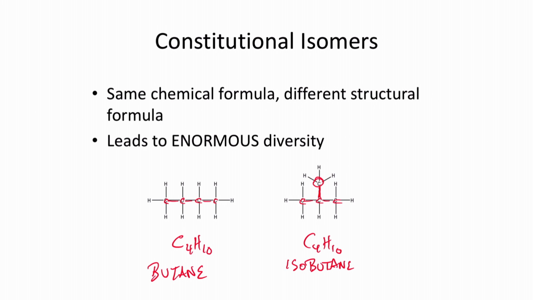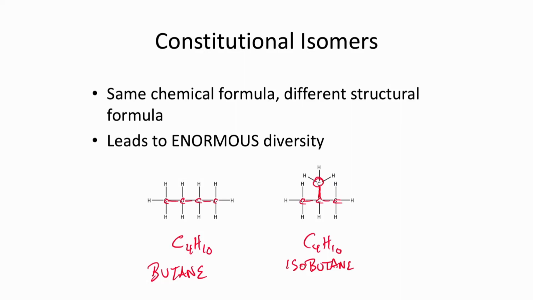And so butane and isobutane, even though they have the same formula, have different properties. So you have to be careful when you're using just molecular formulas to know what kind of compound you're dealing with. And as the molecules get bigger and bigger, the number of isomers just increases dramatically.